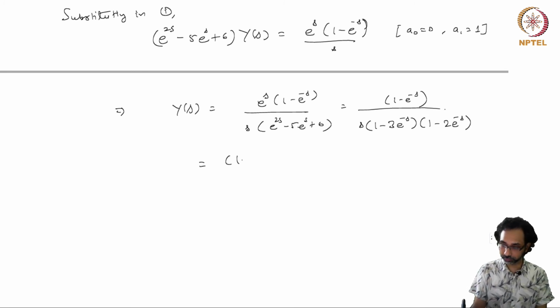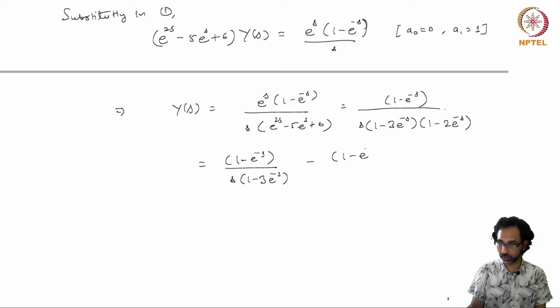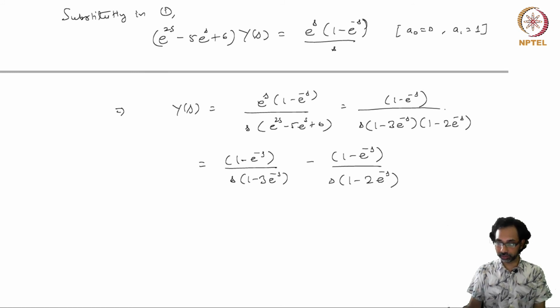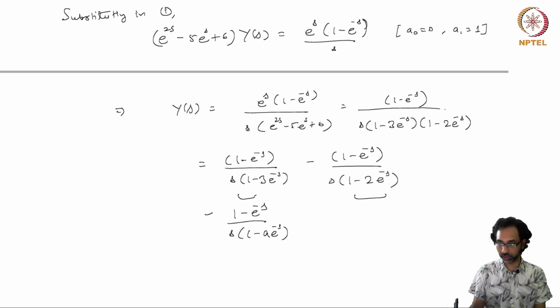and again this is of the form (1 minus e to the power minus s) over s times (1 minus 3 e to the power minus s), minus (1 minus e to the power minus s) over s times (1 minus 2 e to the power minus s), and both of these terms are of the form (1 minus e to the power minus s) over s times (1 minus a e to the power minus s), and the inverse Laplace transform for this function was simply a raised to the power the greatest integer function of t.